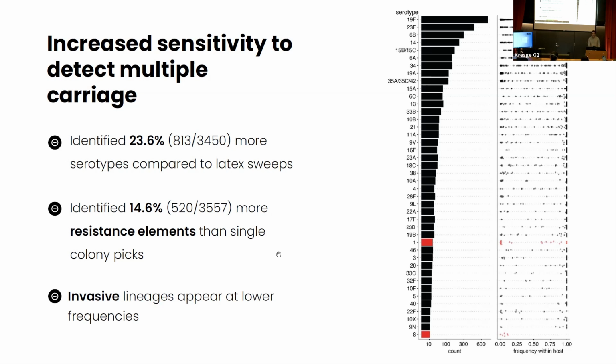But probably most interesting was that when we looked at the frequency of the lineages within these samples, they weren't randomly distributed between the different lineages. What we found was that lineages that are known to be invasive, including serotype 1 and serotype 8 genomes, were often found at much lower frequencies within the host. So you were much more likely to miss these more invasive lineages if you were just taking a single representative genome in this kind of surveillance technique.